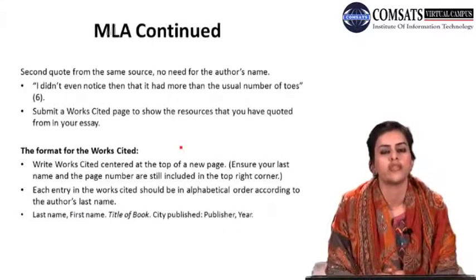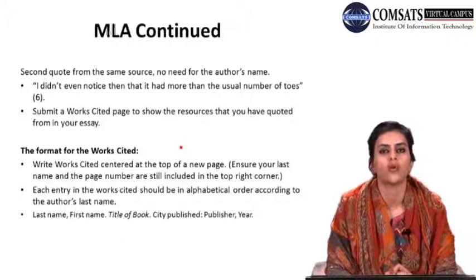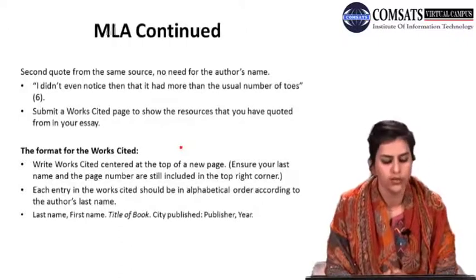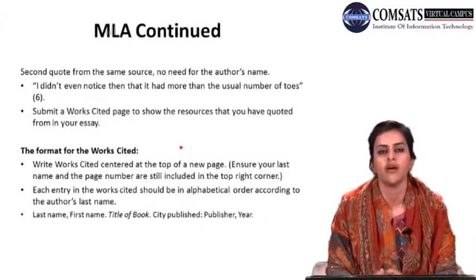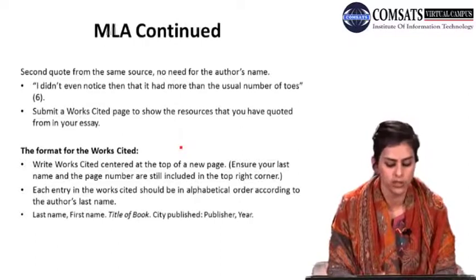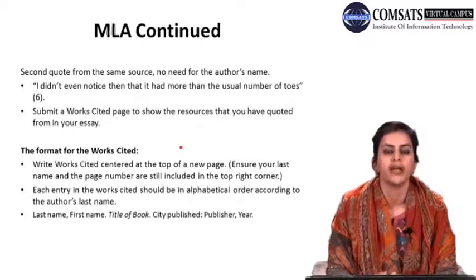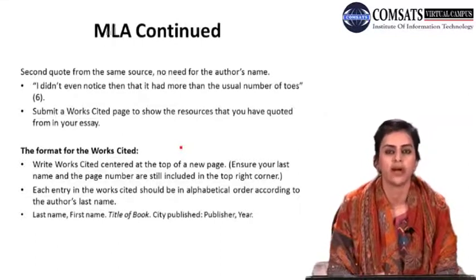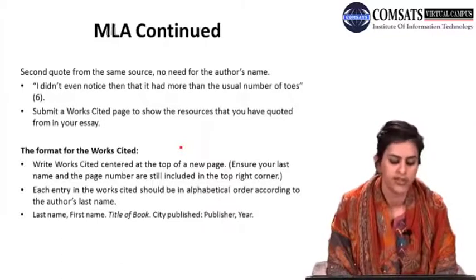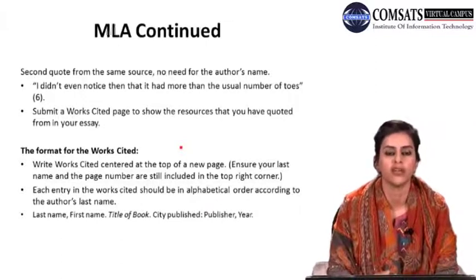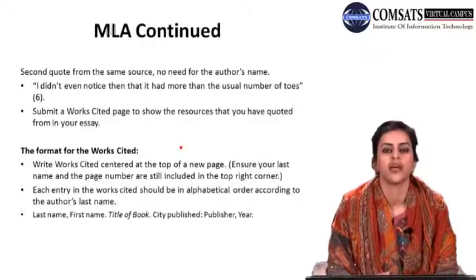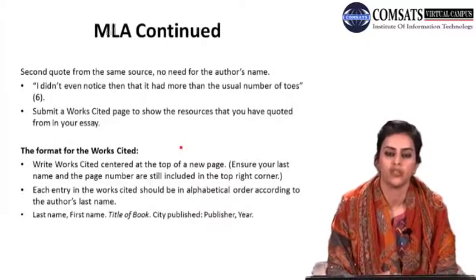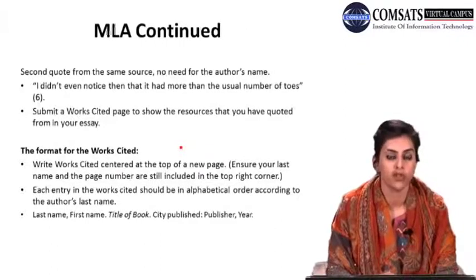Now the right way of writing in the MLA style is that if you are quoting any source from a book, you write the last name of the author of the book, then you insert a comma, and then you write the first name. So last name comes first and then comes the first name. If the name of the author is John Miller, you write it Miller, comma, John. That is to be followed by a full stop.